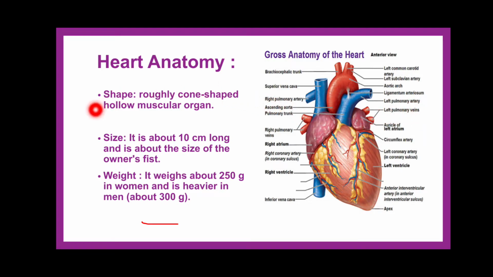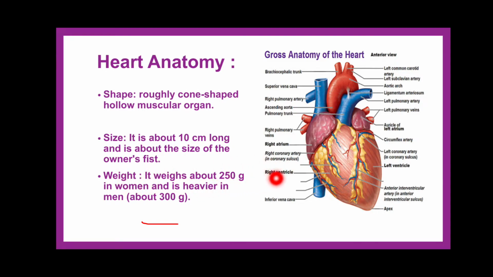If you look into the anatomical features, the shape, size, weight. Approximately, if you look into the shape, what you can find is that this is a roughly cone shaped hollow muscular organ. Heart is nothing but a muscular organ. So size क्या है इसका? It is about 10 centimeter long and of the size of the owner's fist. मतलब खुद के fist का size जो है, it is of that size.